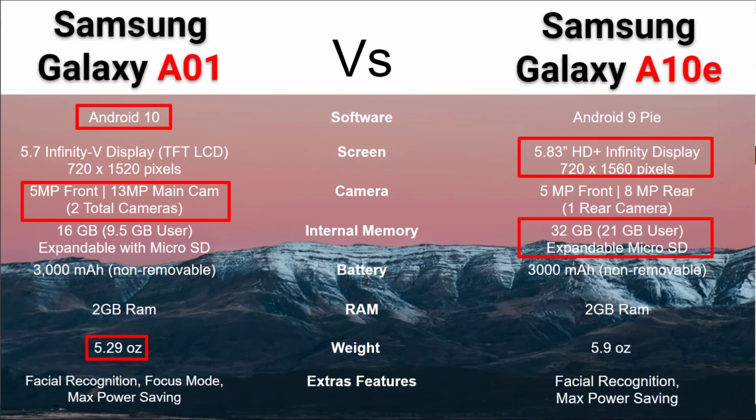In terms of extra features, you're not getting too much on these phones. They're both going to have a facial recognition sensor, which you can use to unlock the phone with your face. They're both going to have a max power saving mode, which is a special setting you can put the phone in that will make the phone last over a couple of days if you need it to at most. And the A01 does have a new Samsung feature called focus mode, which is great for when you're working. You can have the phone go into a setting where it only gives you access to the most important apps and makes all the other apps off limits so you can focus on the work you need to do.